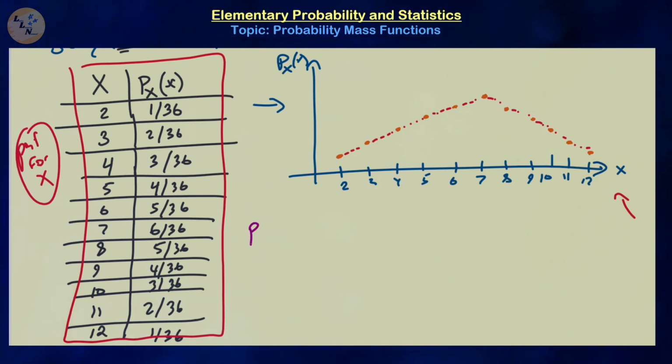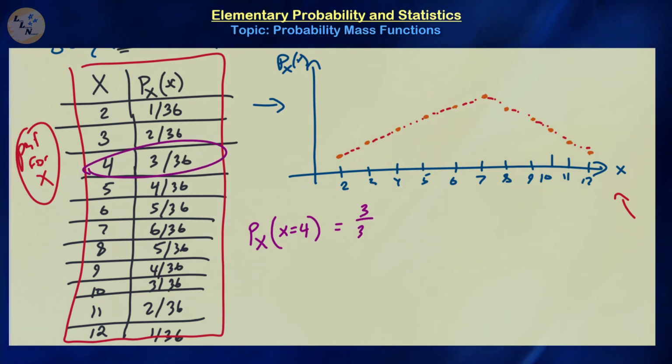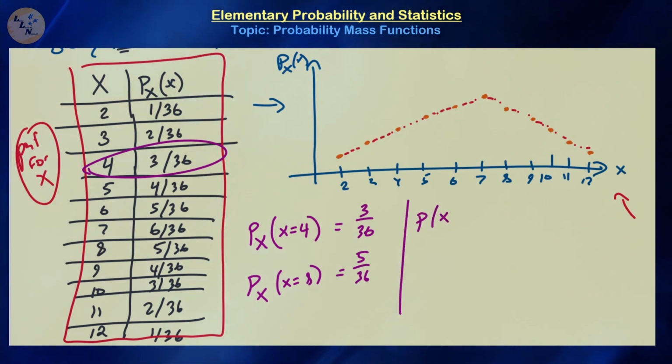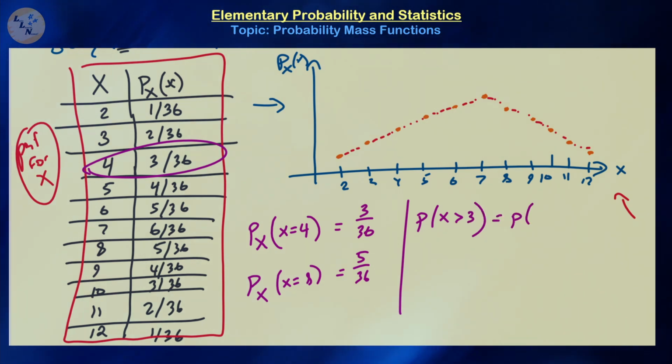From the probability mass function table, I can ask, what is the probability that you roll 2 dice and you get a sum of 4? So little x is going to be equal to 4. From this particular table, you can find that that's going to be equal to 3 out of 36. I can also ask, what is the probability that x is equal to 8? You can look at that and say, okay, that's 5 out of 36. You can also ask, what is the probability that my little value x is going to be bigger than, I don't know, 3? That's the same as 1 minus the probability that x is less than or equal to 3.